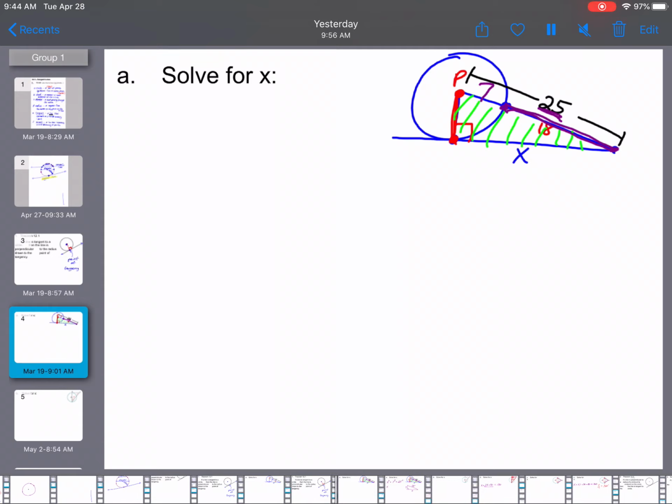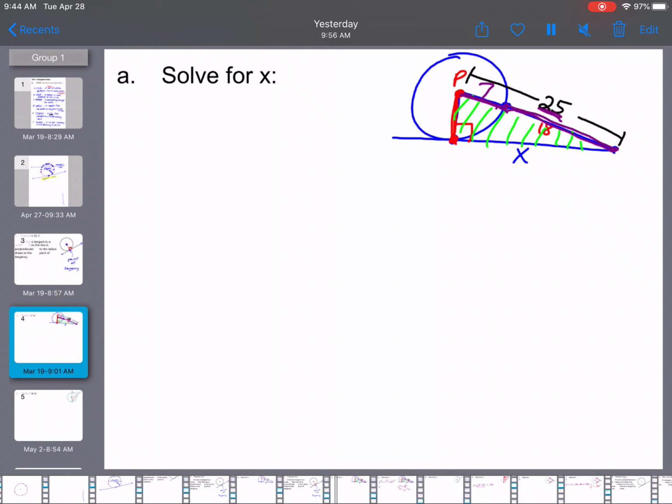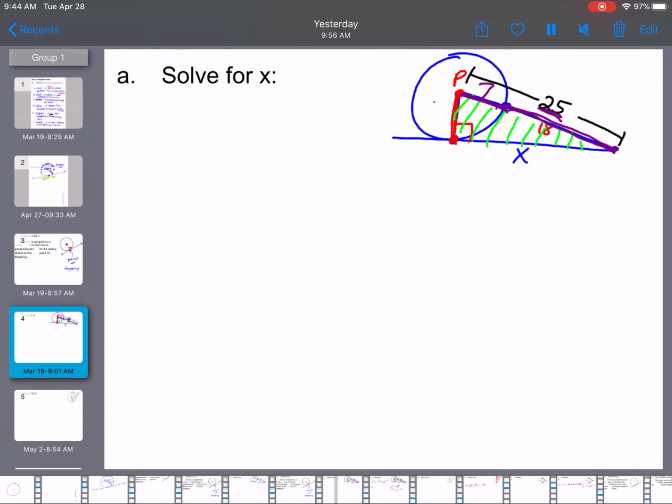And what's significant about that is that that 7 is the distance from the center of the circle to a point on the circle. That's the definition of the word radius. And all radii within a circle have to be congruent. So if that little piece is 7, that tells us that the red radius that we have coming straight down from point P has to have a length of 7 as well.